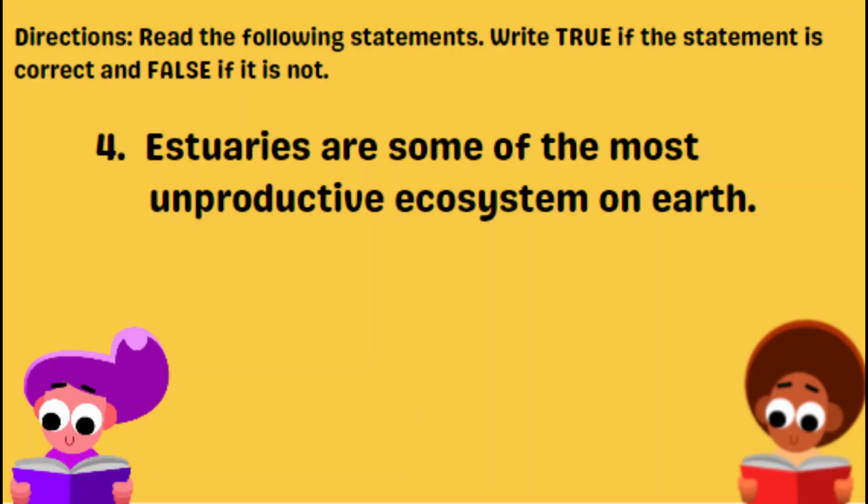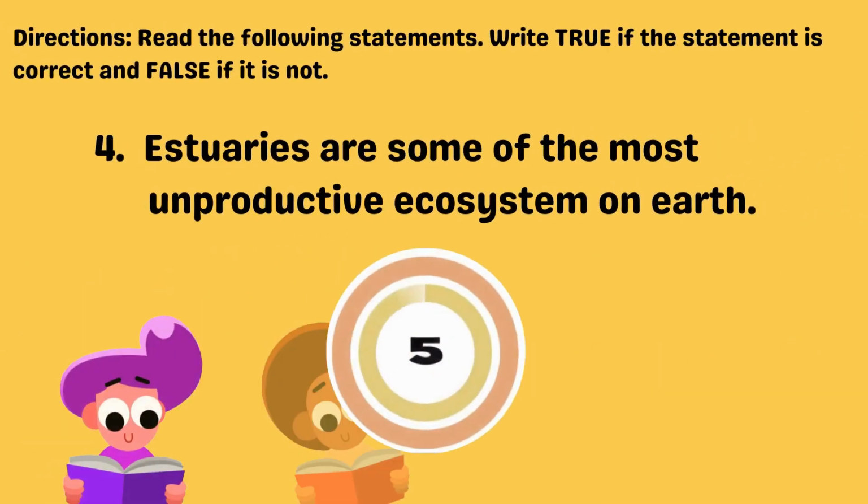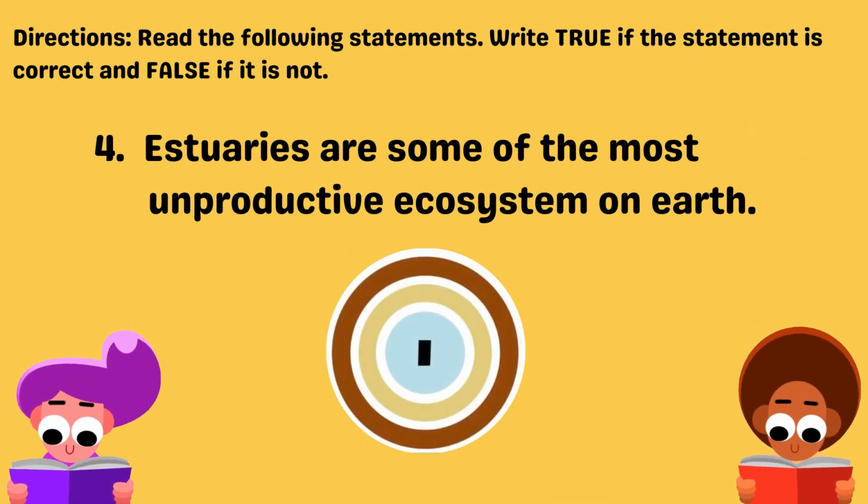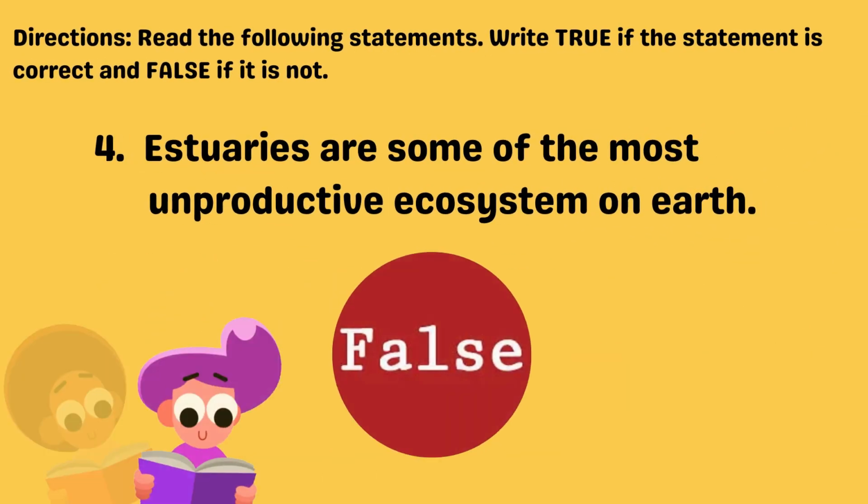Number 4. Estuaries are some of the most unproductive ecosystems on Earth. The correct answer is false.